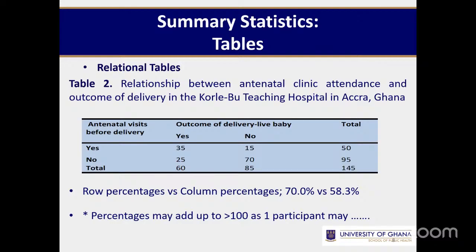So you may have the outcome, by convention, being the column headings. The outcome is the column headings, and the rows are the exposure headings.